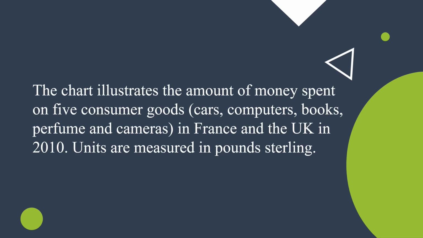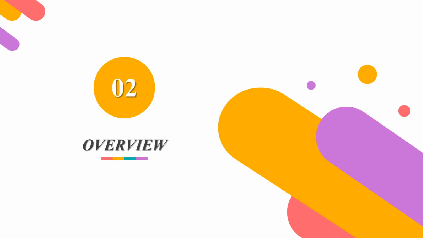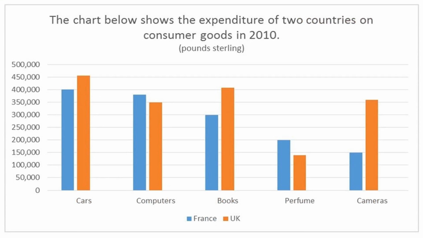Okay, now we will move to the second part, the overview. In the overview, what should we write? We should emphasize or highlight the key features. So look at this and find the key features. When we look at the chart, we can see the UK spent more money than France. This is the first key feature.